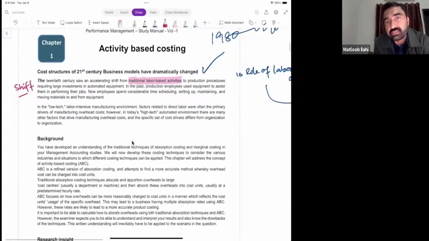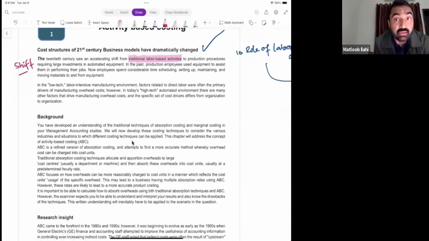In the low-tech, labor-intensive manufacturing environment, factors related to direct labor were often the primary drivers of manufacturing overhead cost. Think about where the labor role was the major role. Over there, overheads were absorbed on the basis of labor hours. But in a high-tech automated environment, there are many other factors which are driving the manufacturing overheads, and the specific set of cost drivers differs from organization to organization.